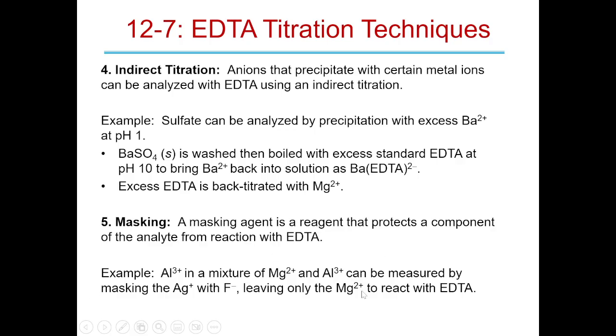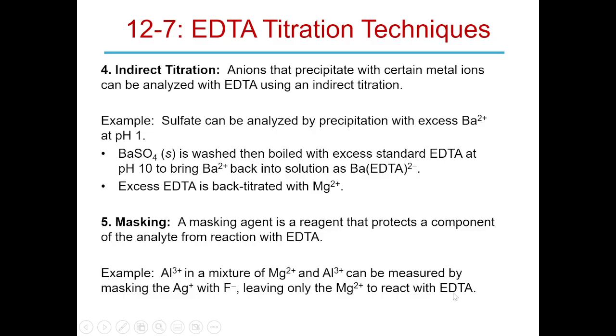My example's messed up here. This probably was silver here, I guess. And you would need to mask one of the components so it doesn't react with your EDTA. I have this wrong right here. So what you would do is react one with something that would not allow it to react with the EDTA, such as fluoride. Magnesium 2+ doesn't react enough with fluoride to cause it to precipitate or do anything special, so you don't have to worry about that. If you put that in with the aluminum, however, it's going to react enough that it will no longer show up for the EDTA.